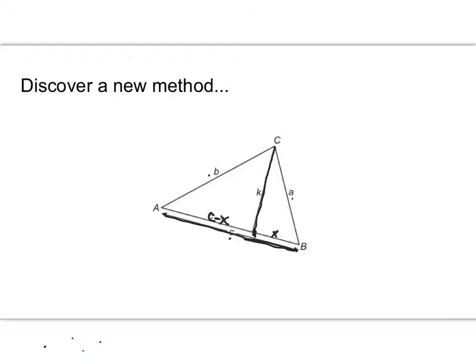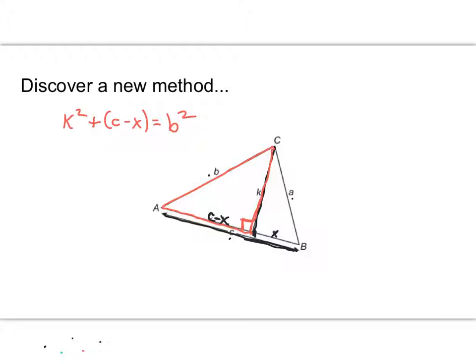Next thing I'm going to do is use the Pythagorean theorem to write an equation to relate this triangle to its sides. You'll notice that here is the right angle, and that k is one of my sides, so k squared plus c minus x, also one of my sides, squared, equals the hypotenuse, b squared.